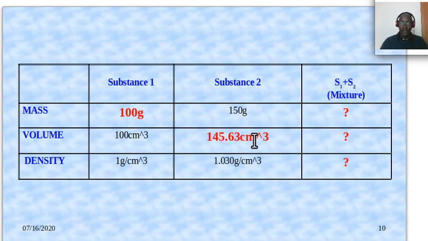And therefore you can see now we have everything that we need to determine the volume of the mixture and also the mass of the mixture. We have done this one. So this is 250 grams. You are simply adding, and then the volume of the mixture you simply add again. You'll get 245.63, and this is cubic centimeters.